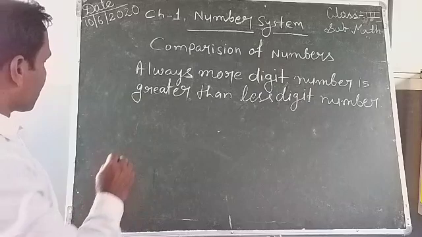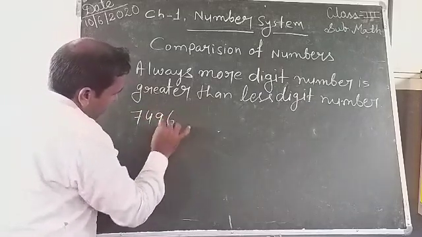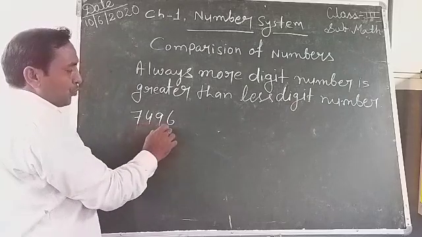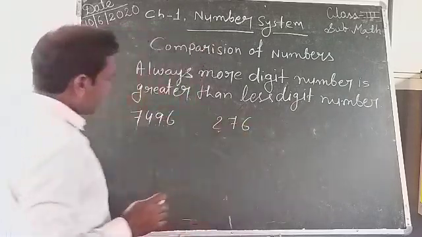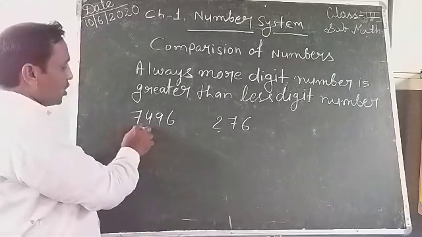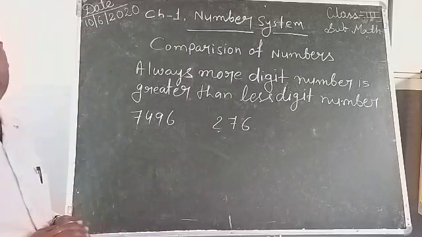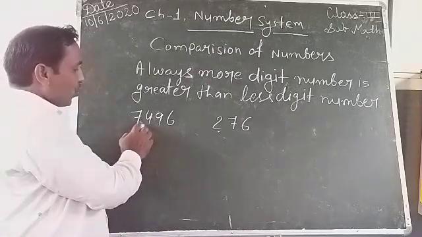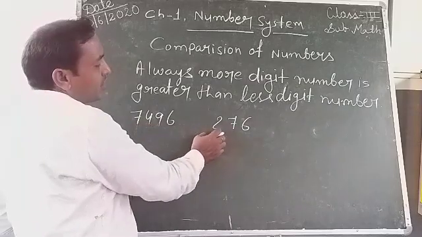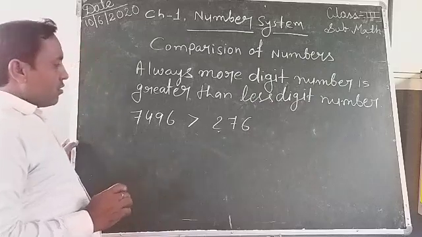It means if this side is 7649, a 4 digit number, 1, 2, 3, 4, and this side is 276, it means in this side 4 digits and in this side 3 digits. So in this type of condition, always the number with more digits, this side 4 digits, in this side 3 digits, is always greater.